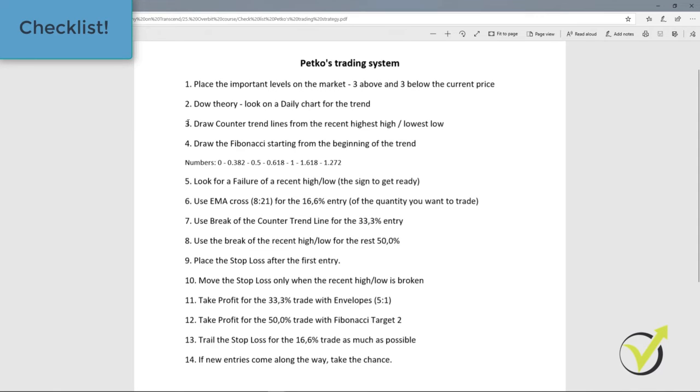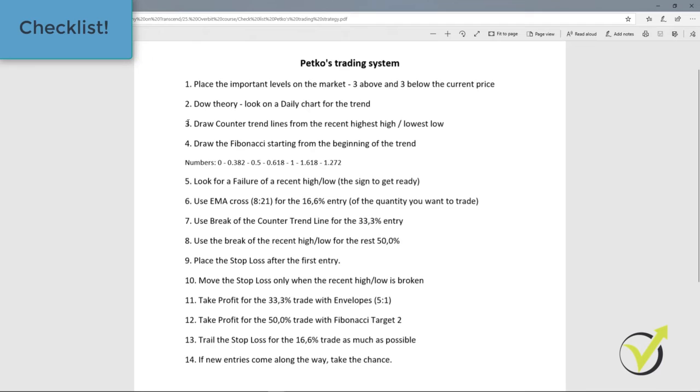And something probably I didn't mention in the course, these percentages, they are not because of the order of the entries, but because of the importance of each entry condition. Okay, so the break of the recent high or the break of the recent low is the most important thing because it confirms the trend on hourly chart. Then we have the break of the counter trend line, and then we have the exponential moving average cross with 16.6. So basically this is how I arrange them according to their importance.